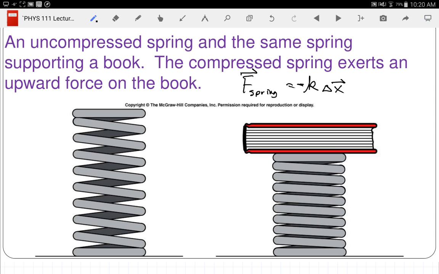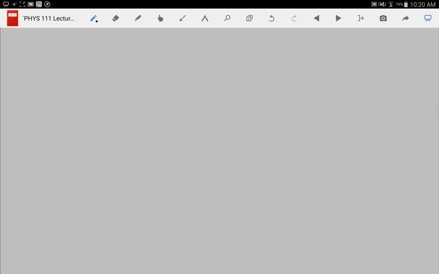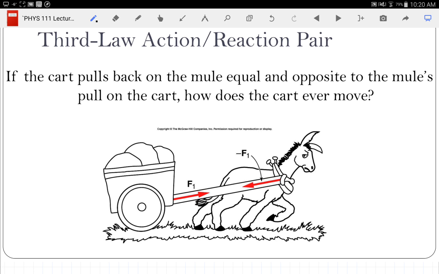Now, a balance is slightly different. I think my next slide has a picture. Oh, no. I will end with this one and not talk about the balance.